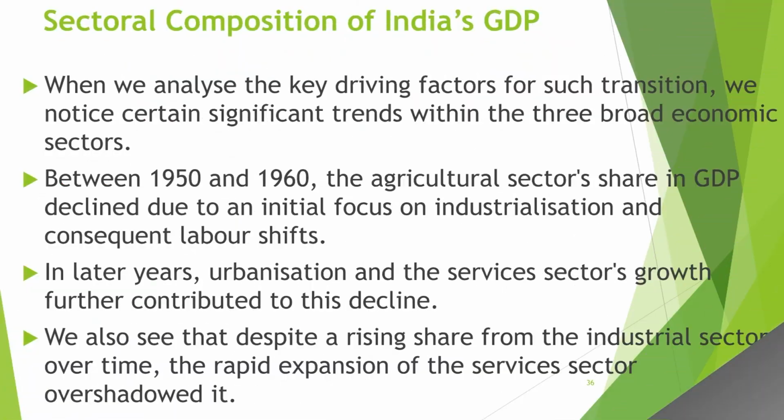When we analyze the key driving factors for such transition, we notice certain significant trends within the three broad economic sectors. Like between 1950 and 1960, the agricultural sector's share in GDP declined due to an initial focus on industrialization and consequent labor shifts. In the later years, urbanization and services sector growth further contributed to this decline. We also see that despite a rising share from the industrial sector over time, the rapid expansion of the services sector overshadowed it.